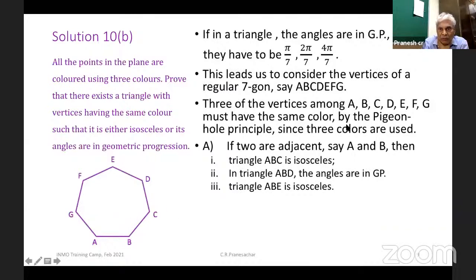Okay, so if some 2 points are adjacent, we have either an isosceles triangle or a triangle with angles in GP. What is the other possibility? The other possibility is that no 2 are adjacent.